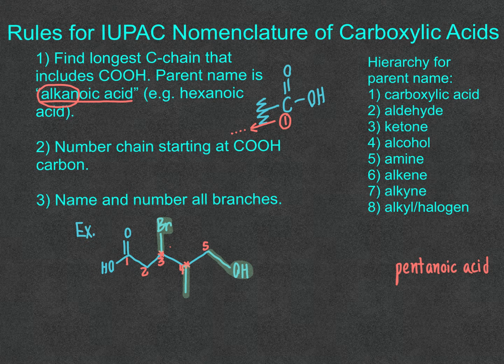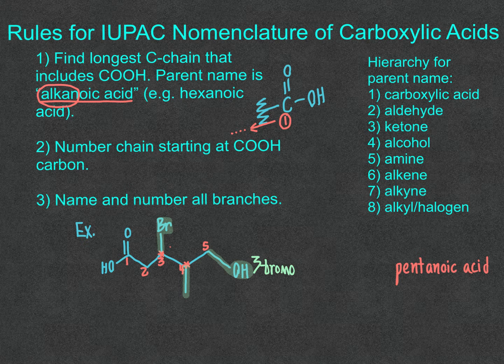So at position number 3 of the chain, we have a bromine or bromo branch. At position number 4, we have a methyl branch, and at position number 5, a hydroxy branch. So plugging those in as names here in alphabetical order, as we always do: name and number all branches in alphabetical order. Number 3, bromine, is going to come first in the alphabet, so I'm going to call this 3-bromo.